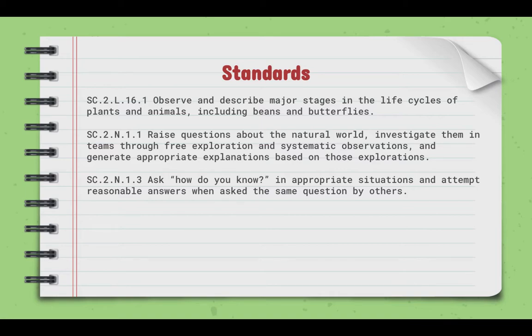The standards that are covered in this lesson are SC.2.N.1.1, which is observe and describe major stages in the life cycles of plants and animals, including bees and butterflies. The second standard is SC.2.N.1.1, and that standard is raise questions about the natural world, investigate them in teams through free exploration and systematic observations, and generate appropriate explanations based on those explorations.